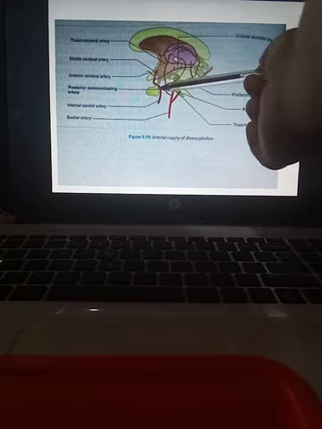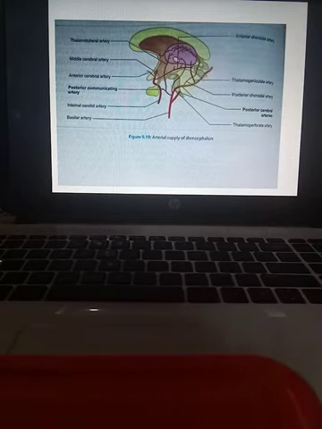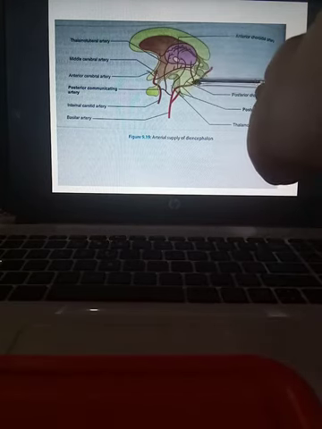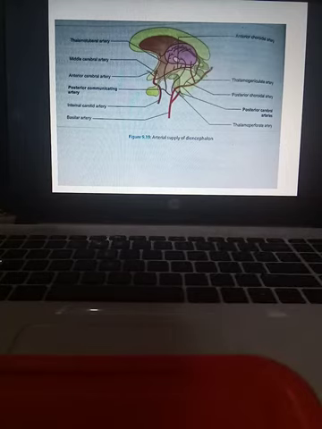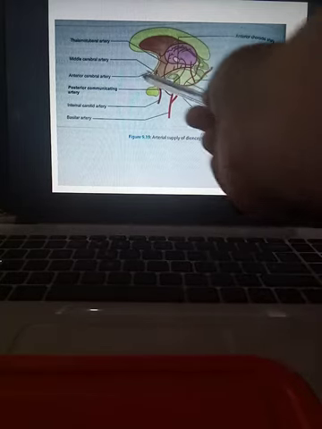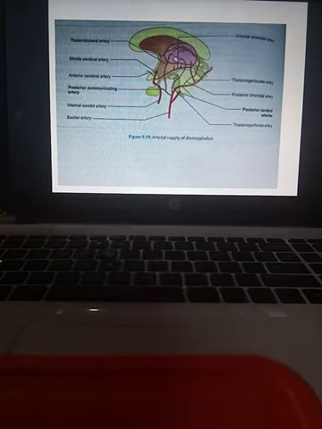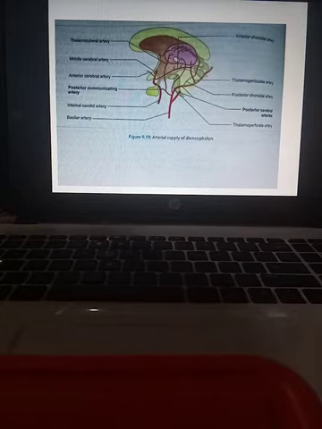This is your posterior communicating artery, इससे आएगी. Then comes your posterior choroidal artery, इससे आएगी. Then comes your middle cerebral artery, इससे आएगी. ठीक है, इनसे आएगी. And this will be the alternative source of the blood supply to the thalamus.